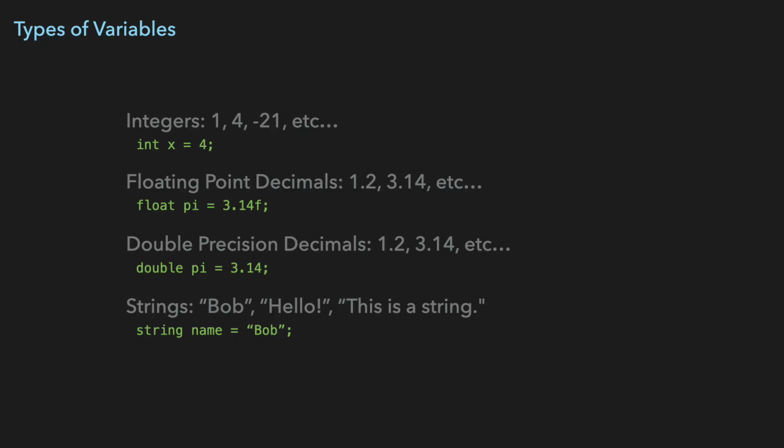There are lots of different types of variables that we'll be using throughout this series. The simplest types are things like ints or integers, which hold whole numbers, floats, which hold decimal numbers, doubles, which hold decimal numbers with a greater amount of precision and therefore take up a little bit more space in memory, and strings, which hold strings of characters or text. Those are the basic types we're going to be using throughout most of the series, but there'll be others that we'll talk about as they come up.